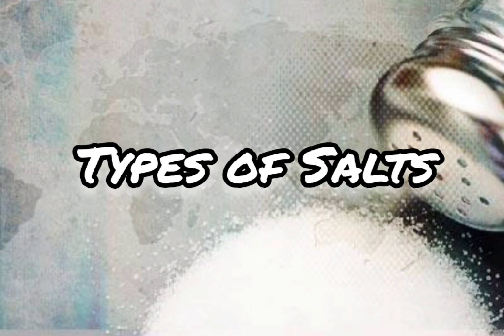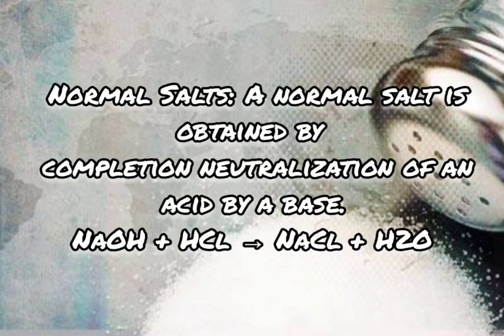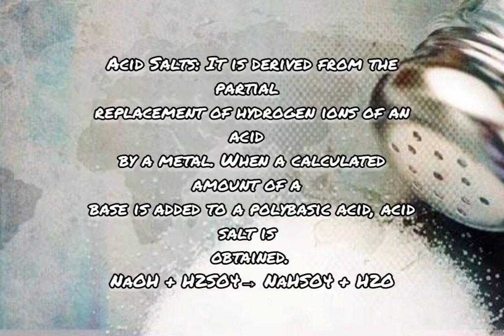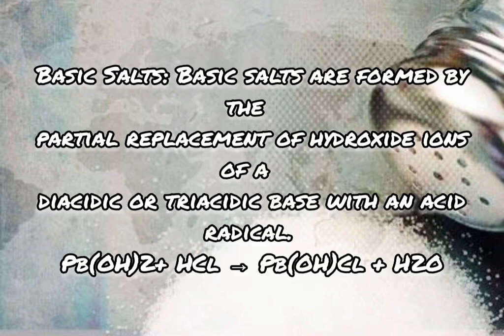Types of salts. Normal salt. A normal salt is obtained by complete neutralization of an acid by a base. Here is an example. Acid salts. It is derived from the partial replacement of hydrogen ions of an acid by a metal. When a calculated amount of base is added to a polybasic acid, acid salt is obtained. Here is an example.